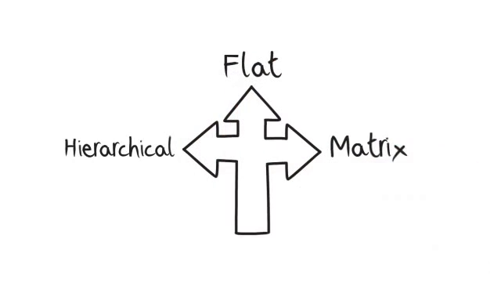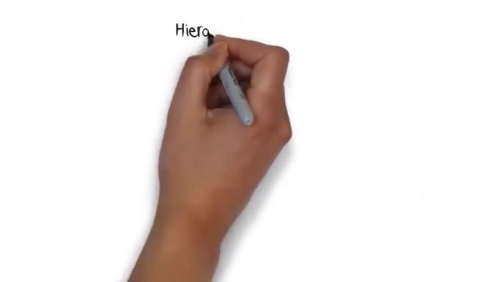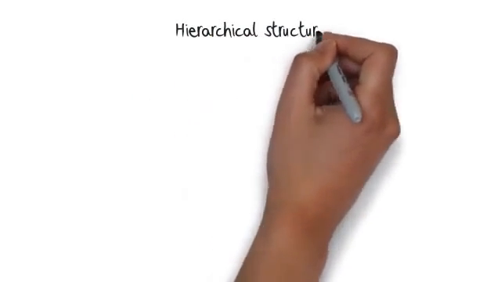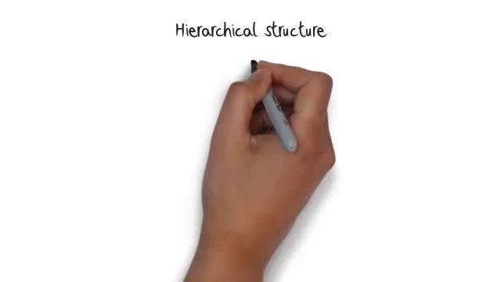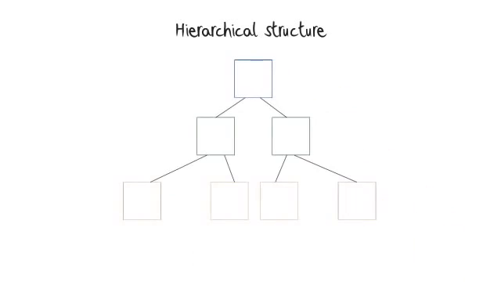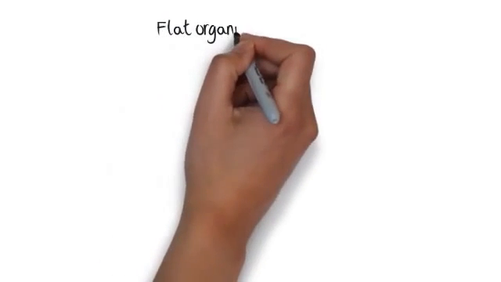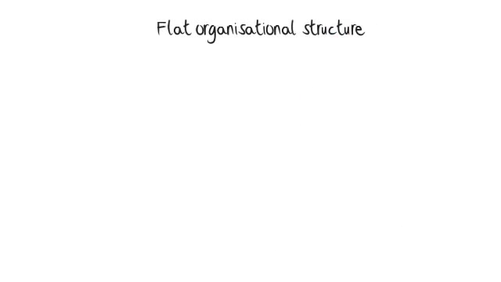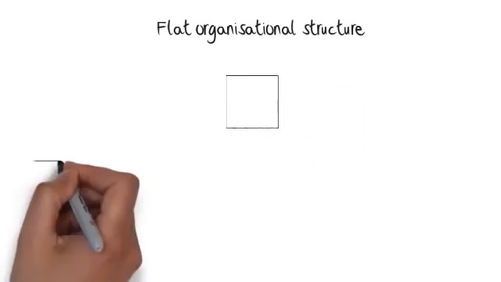A hierarchical structure is typical in large companies, where each level of employee reports upwards and each level has a narrow span of control. The downside of this type of structure is that it can often lead to significantly slower communication and decision-making.